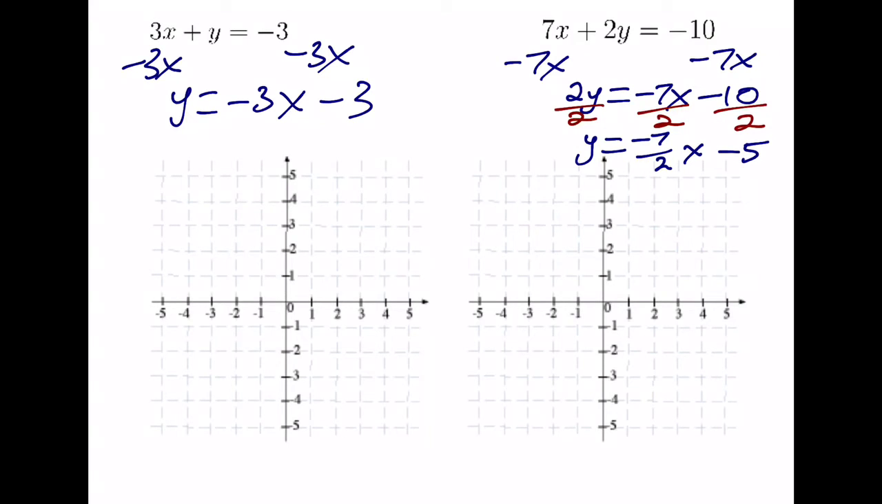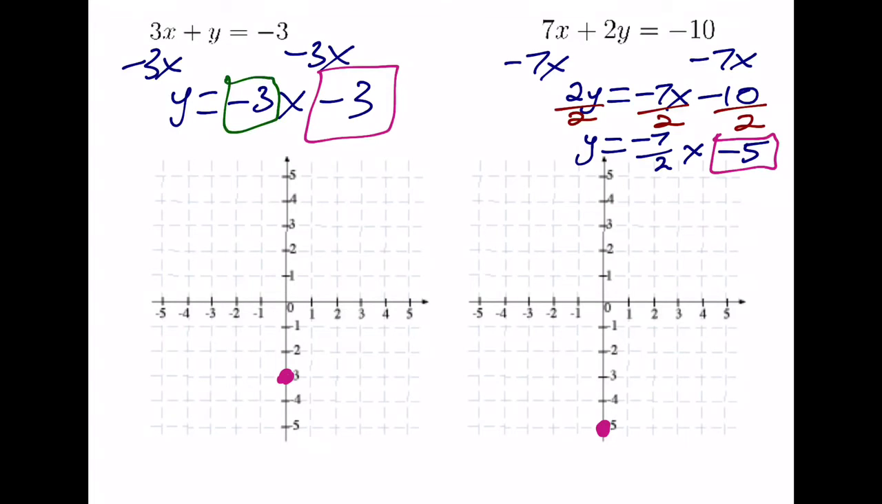To graph these, I'm going to begin with my y-intercept. That's this value right here, negative 3, or this value, negative 5. And this is where the line crosses the y-axis. So, on the left here, I will count down 3 and put a dot. And on the right, I will count down 5 and put a dot. That's the y-intercept. That's the easy part. Next up is the slope.